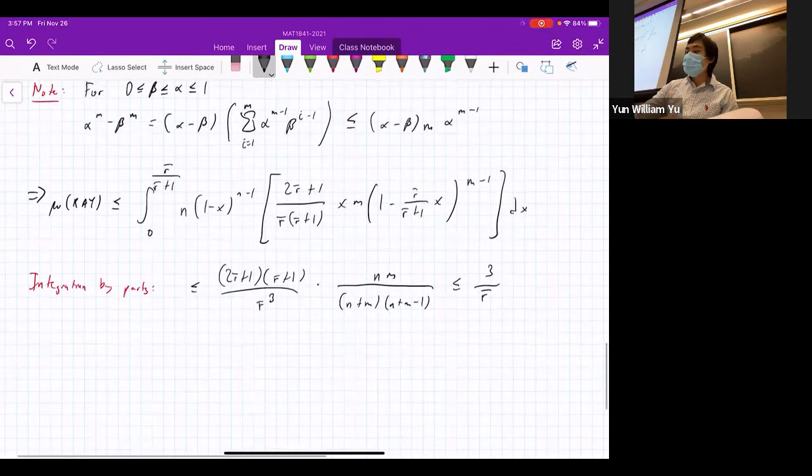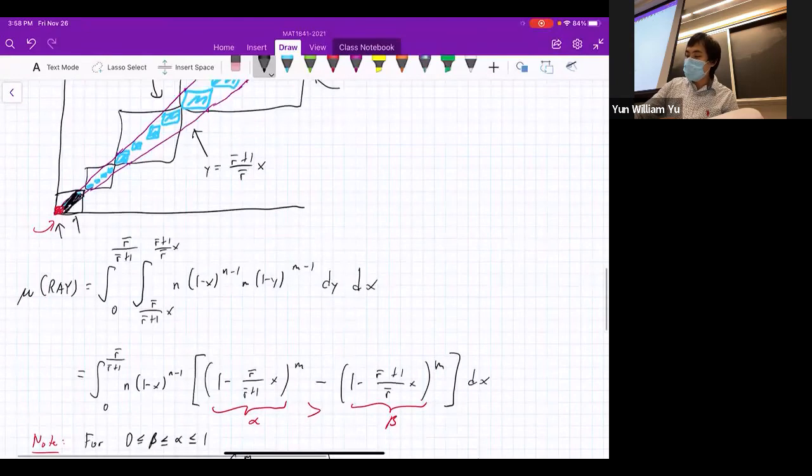Okay, and you can do the same thing. The same sort of analysis lets you get the mass of the strip down here, so this black strip, and this was the ray.